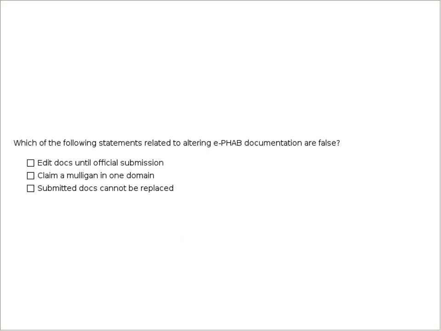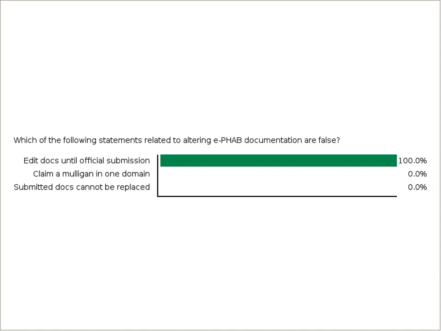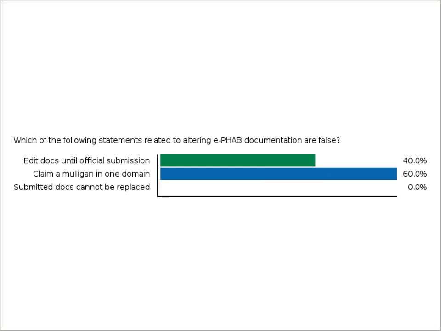So it's time for another quiz. Which of the following statements is false? A department can revise and edit documentation until official submission in e-PHAB. A department can claim a mulligan in one domain, and a mulligan is a golf term for a do-over. Or submitted docs cannot be replaced. Just take a minute.